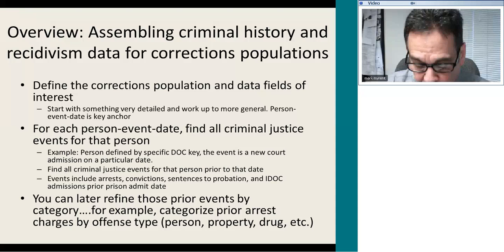In selecting the data, the one piece of advice is to try to get as much detail as you can initially, because when you conduct your analyses later on, it's much easier to aggregate up than to try to capture detail that you didn't get initially. So for example, when we talk about looking at prior arrest charges for a person in prison, if we have the statutory charges, it's easy enough to later on aggregate up to person, property offenses, drug offenses, etc.